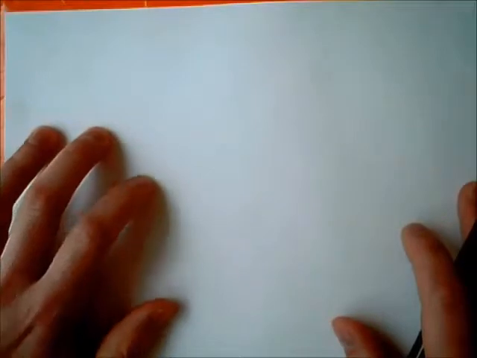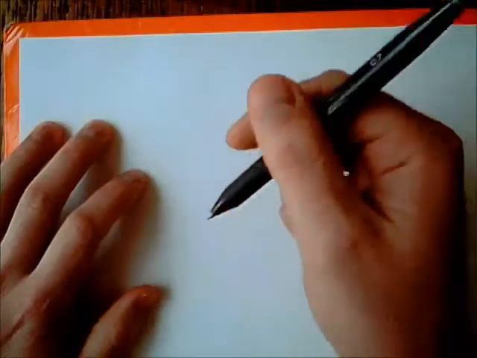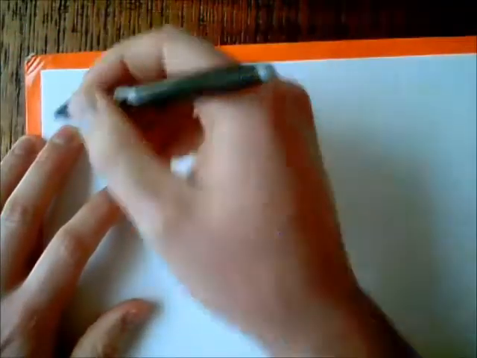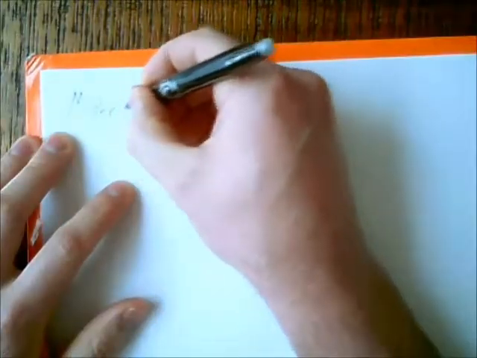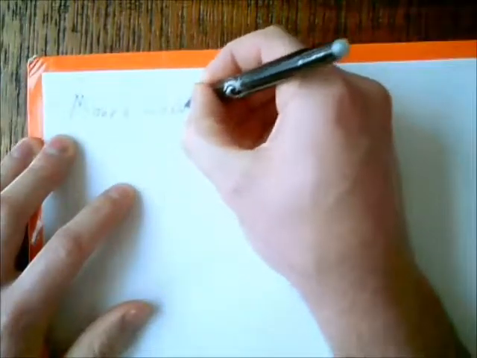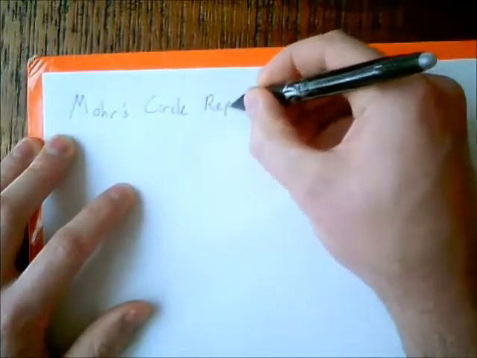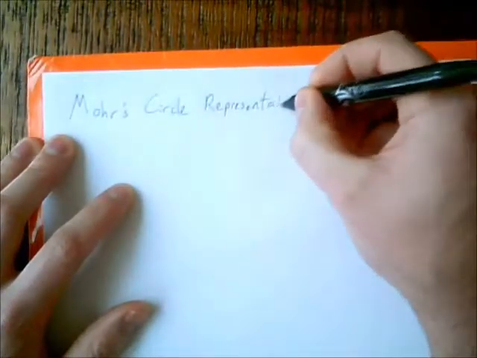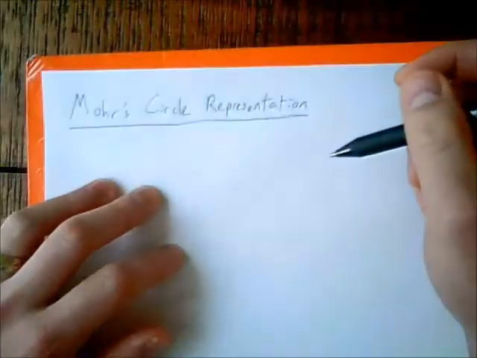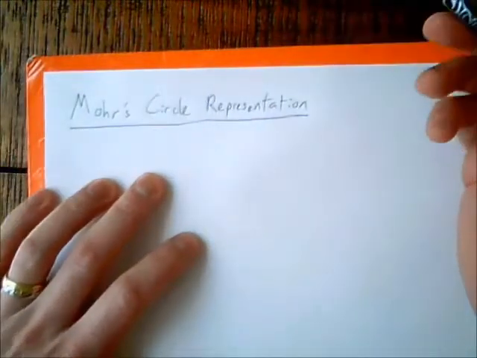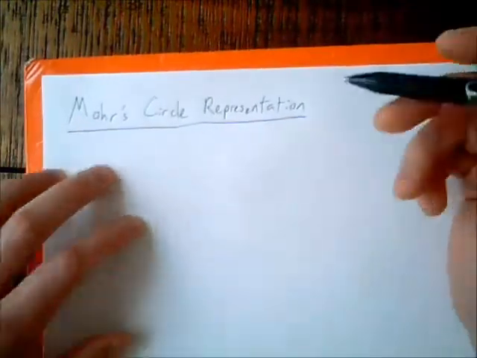So let's look at this slightly differently. I'm going to look at this now in a Mohr's circle configuration, except the Mohr's circle for strain. So what I want to consider now, let's say, Mohr's circle representation. What I want to be thinking about is what the strains are relative to the principal strain axes.